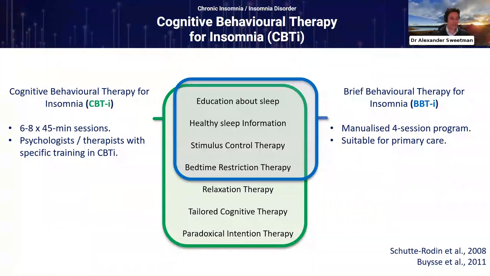So as I said, cognitive behavioural therapy for insomnia, or CBTI, is the most effective treatment and recommended first-line treatment for insomnia. Historically, it's been provided by psychologists and therapists over the course of about 6 to 8 weekly sessions lasting 45 minutes or so. It's a multi-component therapy, so these are some of the components of CBTI, but it's also been distilled into a primary care friendly version, which is brief behavioural therapy for insomnia, a more manualised 4-session program that distills the main psychoeducation and behavioural therapies of CBTI that you can read more about in the online resource here.